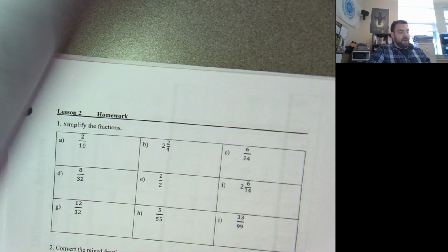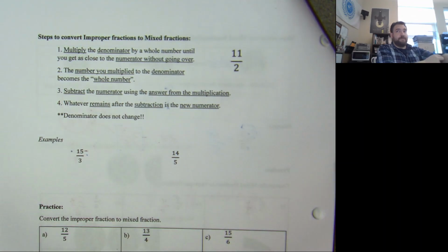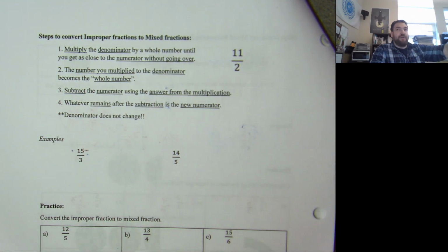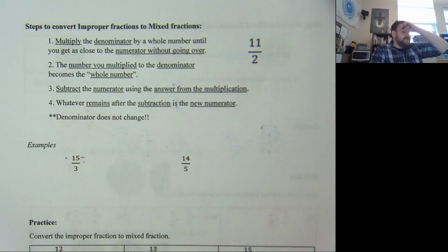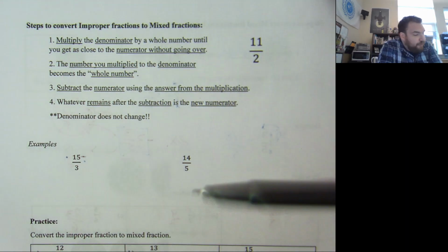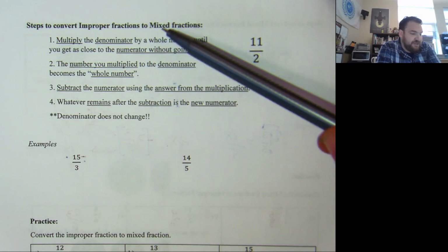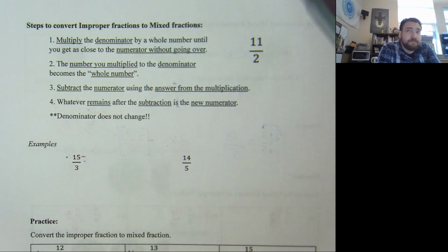Okay, flip the page. Going the other way. Here's how you go the other way. Again, this is review of stuff that you've done before. To go the other way, to convert an improper fraction to a mixed fraction.